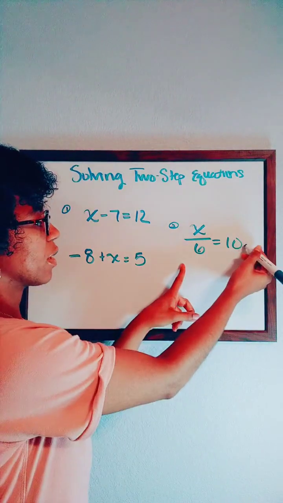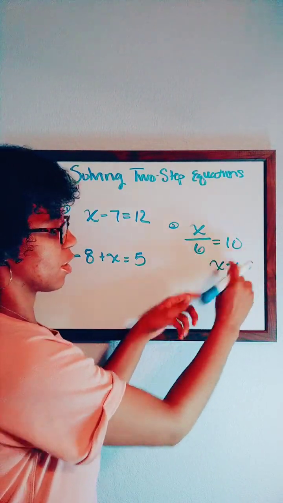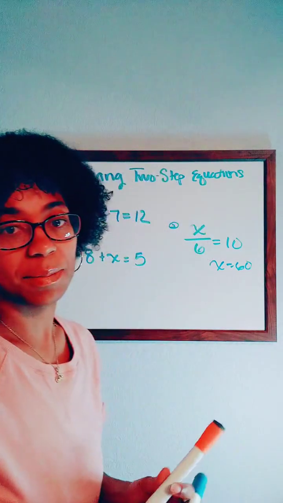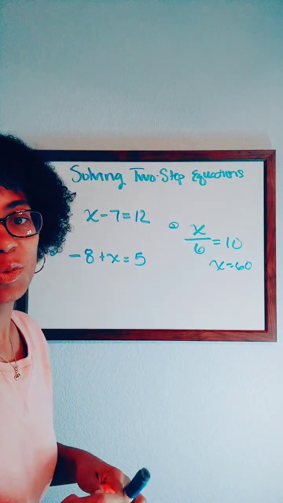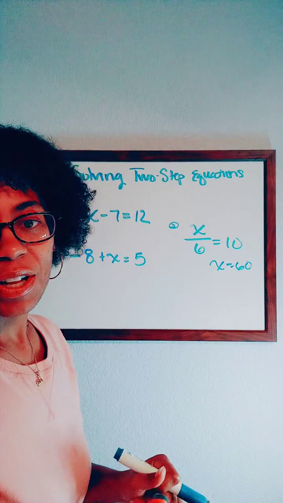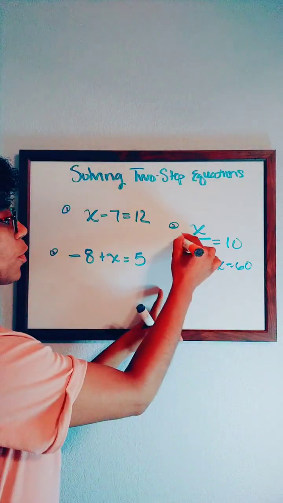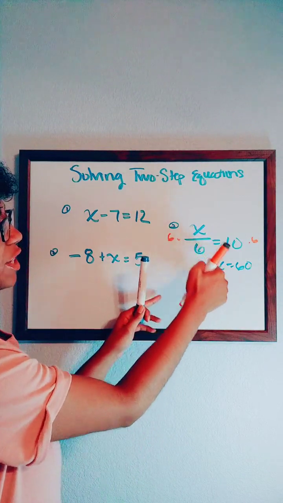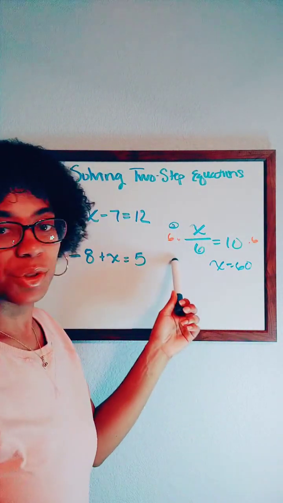So real quick, x is equal to 60 on here, and then I will explain it. Hey KL, it's 125. Yes, so you have to multiply this times 6 and this times 6, because since it's being divided, you have to do the opposite.